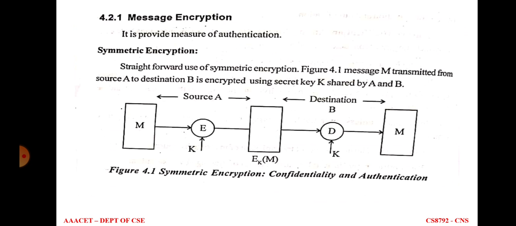Encryption has two types. One is symmetric encryption, and the second one is asymmetric encryption, otherwise called public key encryption. In symmetric encryption, the message M is transmitted from source A to destination B, and the message is encrypted using the secret key K, which is shared by both source and destination, A and B. This is the diagrammatic format of symmetric encryption, which provides confidentiality and authentication.